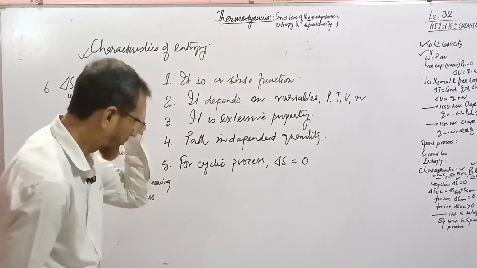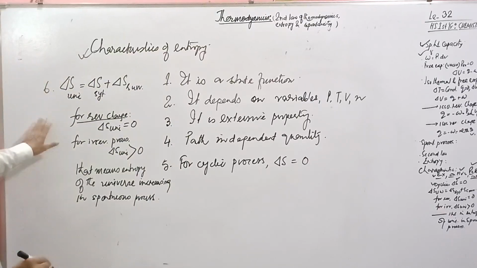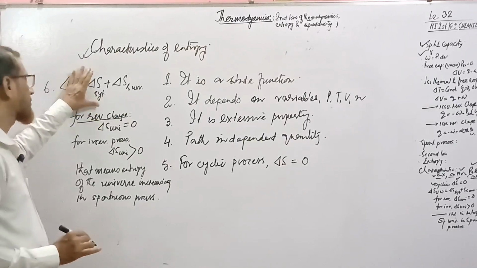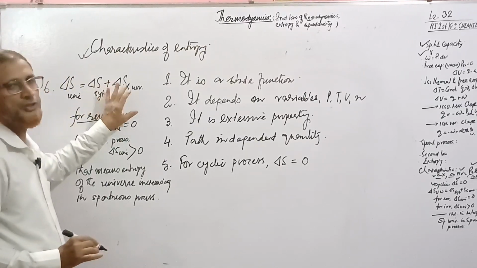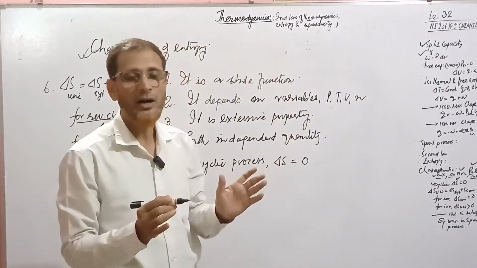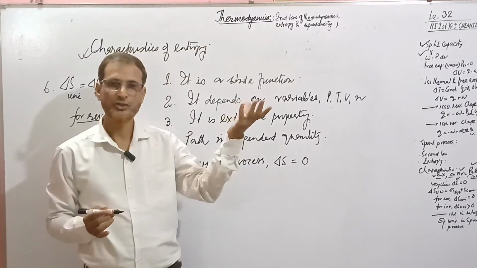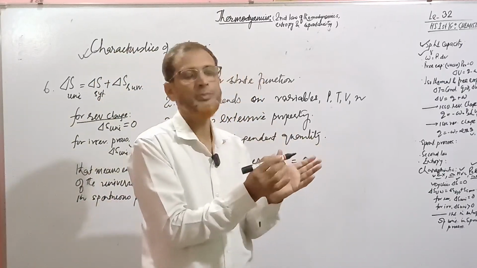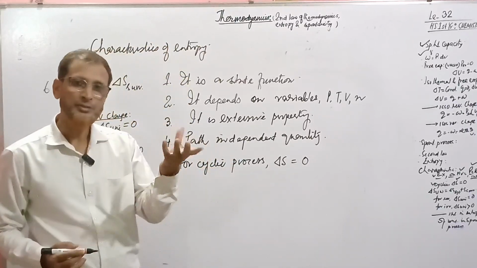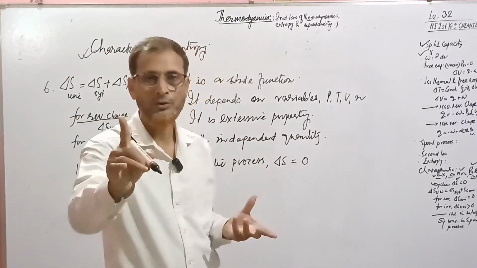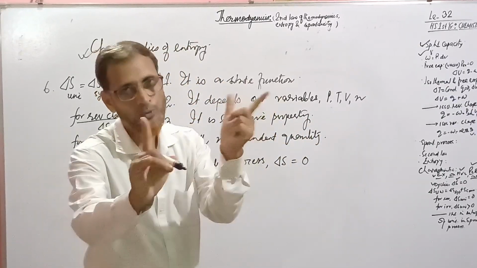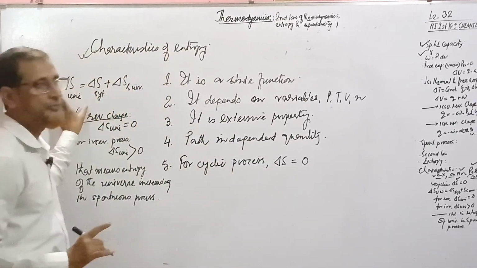Very important point, very often asked in questions: point number 6, the entropy change of the universe is equal to the entropy change of the system plus the entropy change of the surrounding. So this is a system and this is a surrounding. The part of the universe which is under observation is the system, and out of this experimental part, whatever remains is called the surrounding. Am I right? There is entropy in the system, there is entropy in the surrounding. The change in entropy of the system and the change in entropy of the surrounding combined give you the change in entropy of the universe.